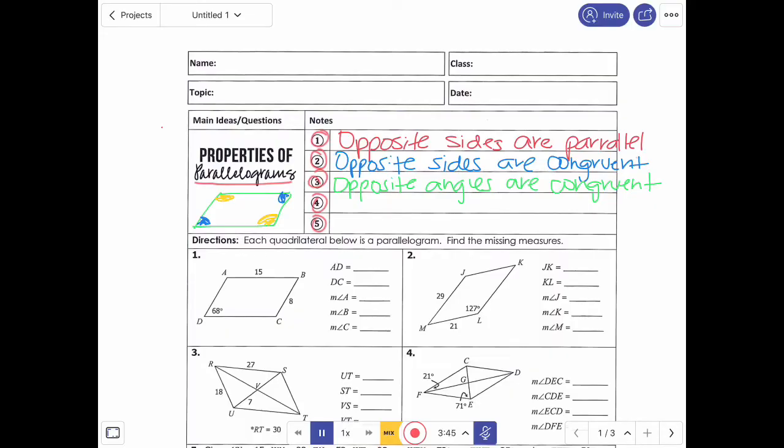The 4th property is consecutive. Talk about what consecutive means. Oh, that's a U. Consecutive angles, they're not congruent, they're supplementary. Let me rewrite that.